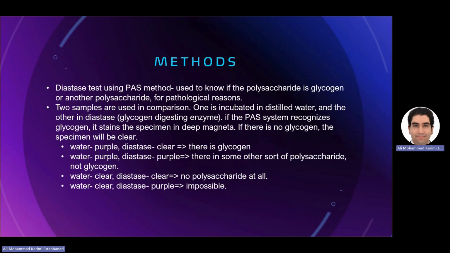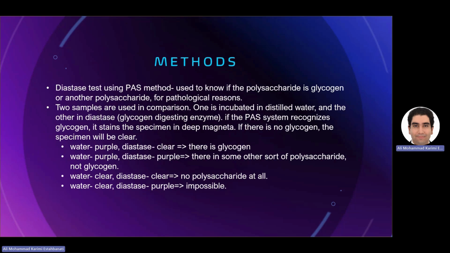So we will understand that this was glycogen, the polysaccharide here. But if the water container is purple and the diastase is also purple, that means the polysaccharide used was not glycogen. Now, if the water container is clear and the diastase container is clear, there was no polysaccharide at all.